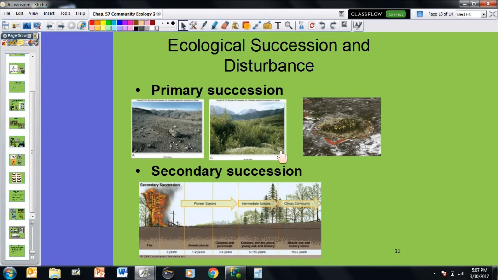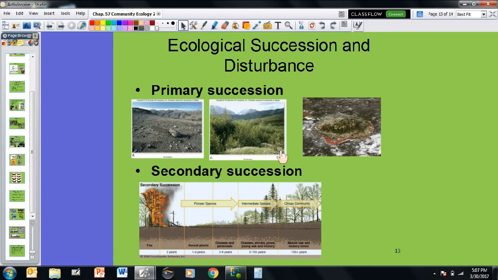When you have succession, we always begin with plants, and then the animals will come in later because, as you know, plants are the basis of all the food chains and all the food webs. There are two types of succession. The difference is based on the starting point.